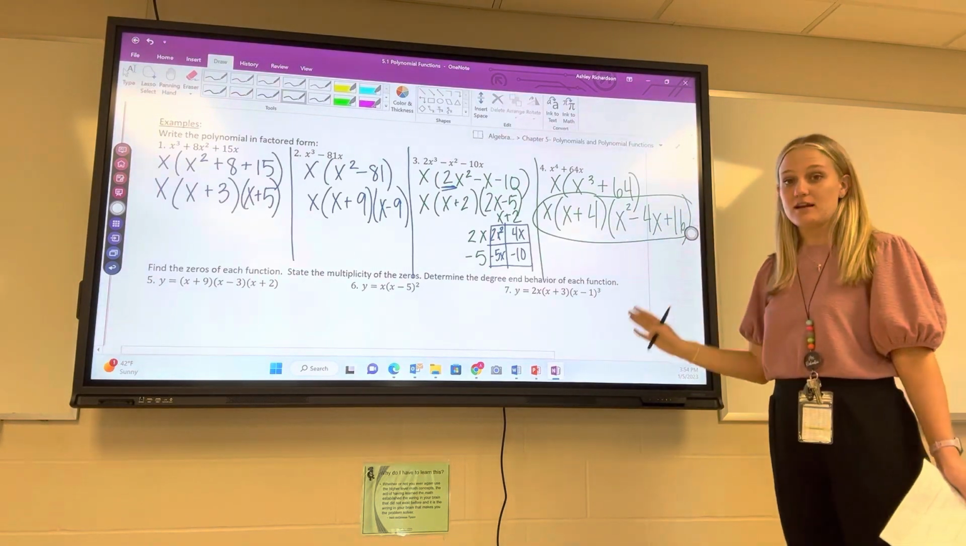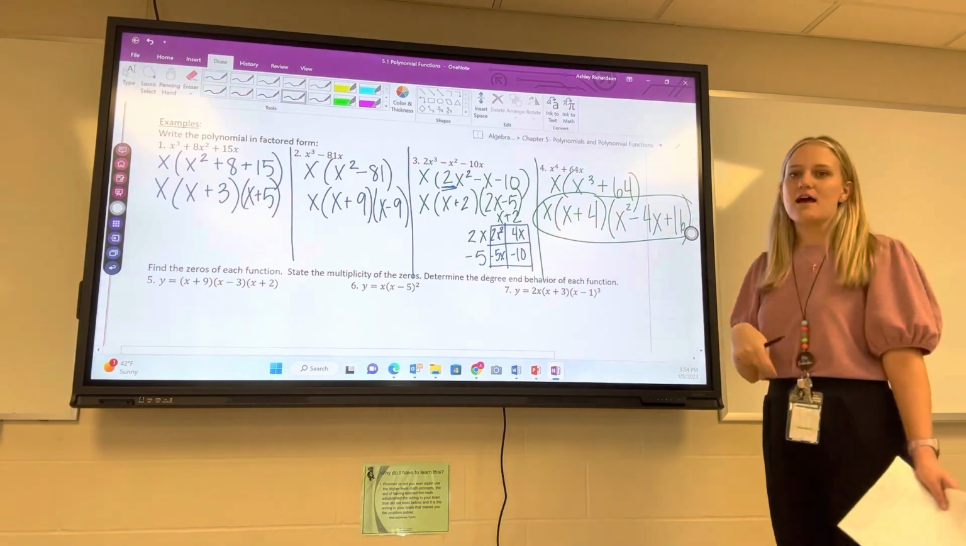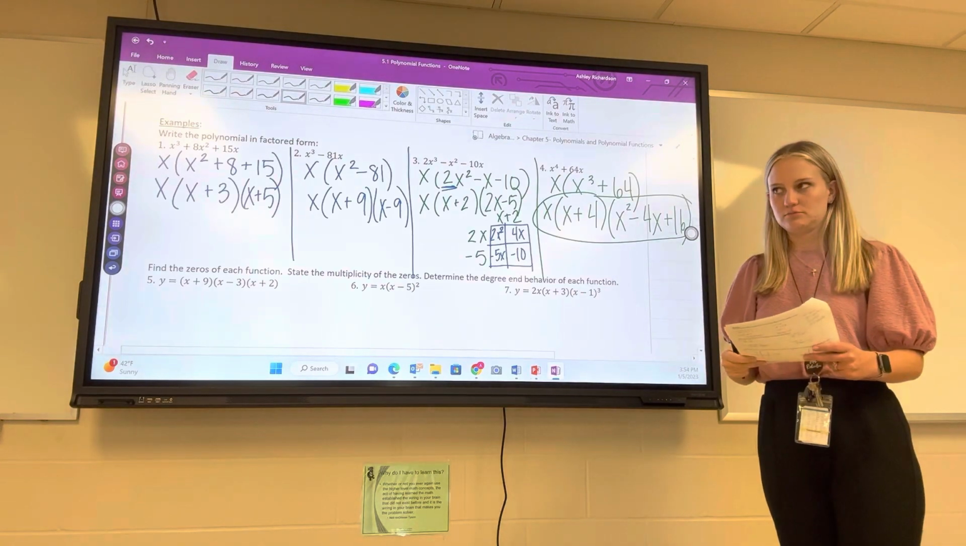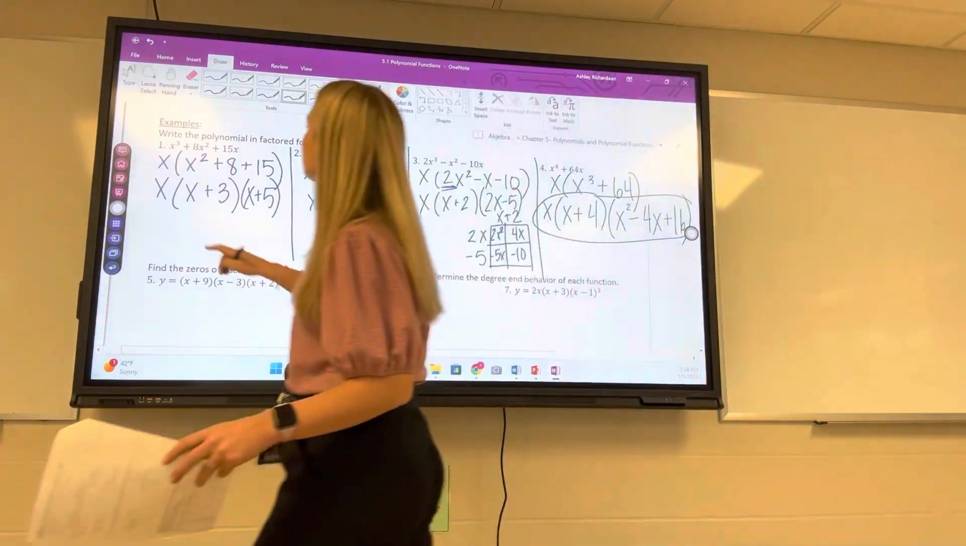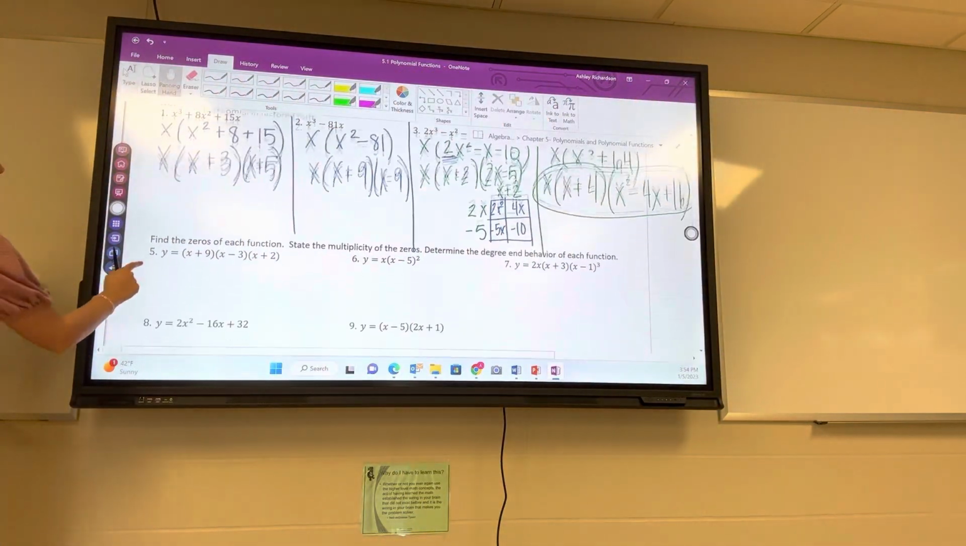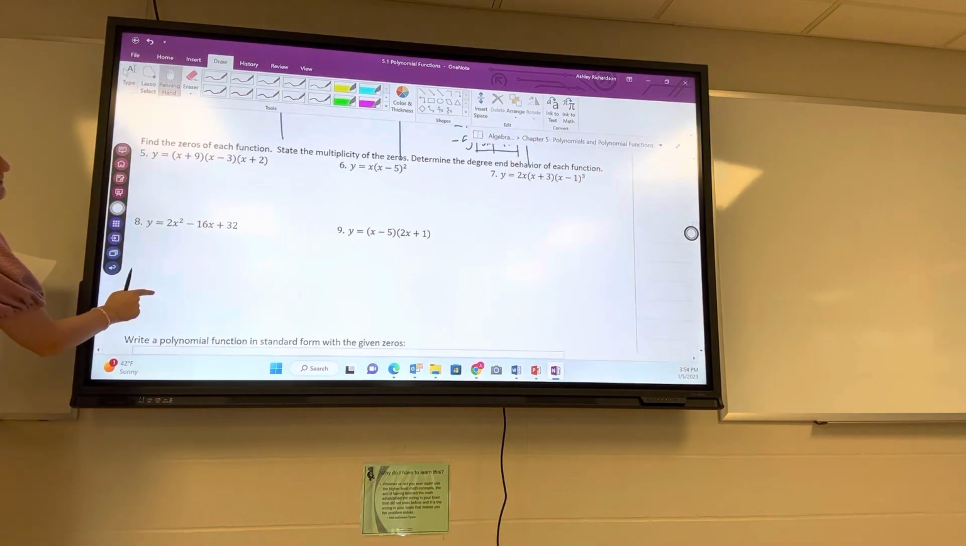That cannot be factored any further, so then I just leave it at that. That is my furthest factored problem. Okay, for the next one, we're just finding the zeros of each function and then stating the multiplicity of the zeros, and then determine the degree and behavior of each function.